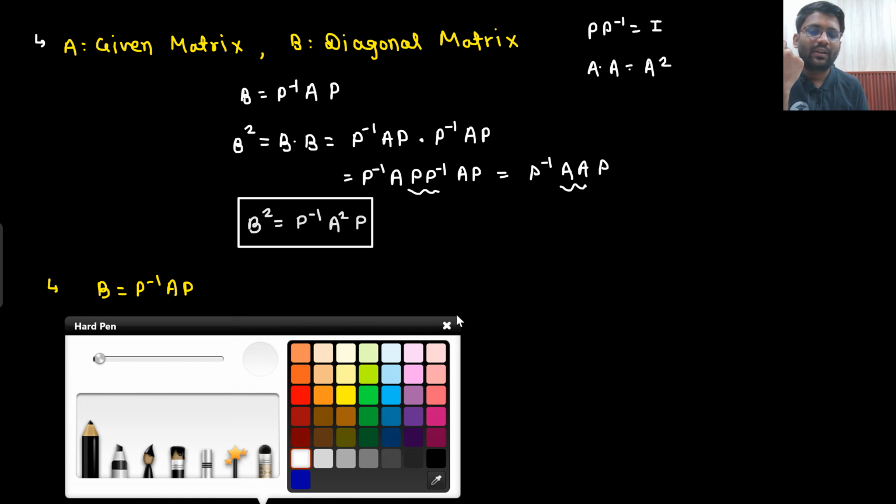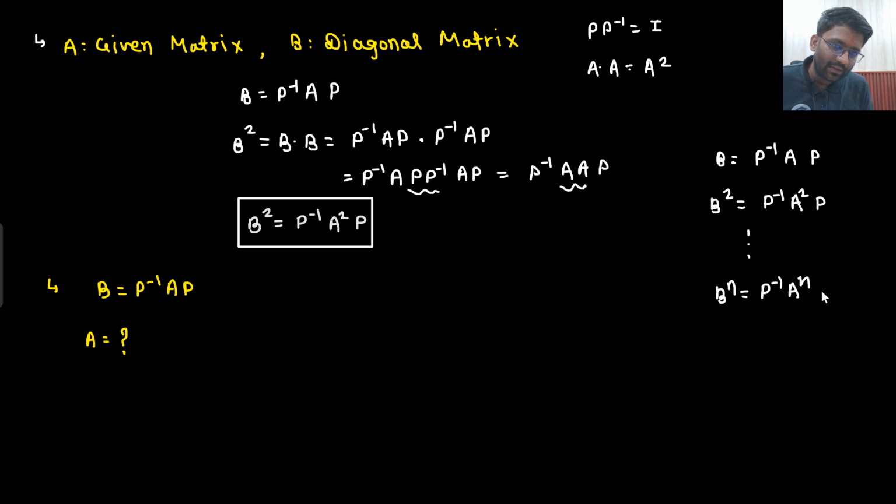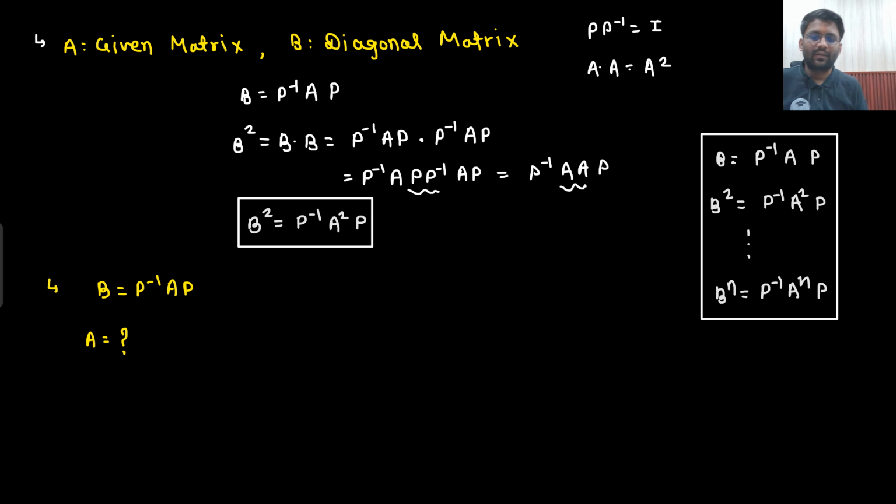So similarly, the conclusion is that if a matrix B is equal to P inverse AP, then B square is equal to P inverse A square P, and B to the power n will be equal to P inverse A to the power n P. Understandable?